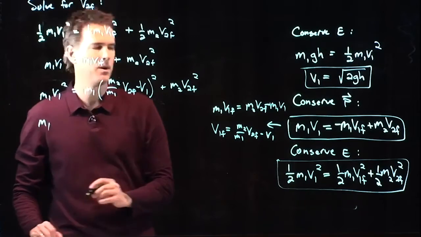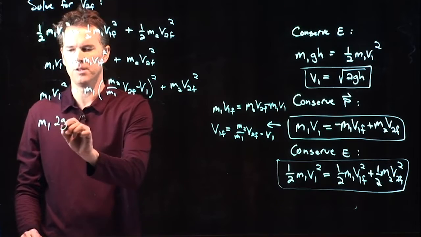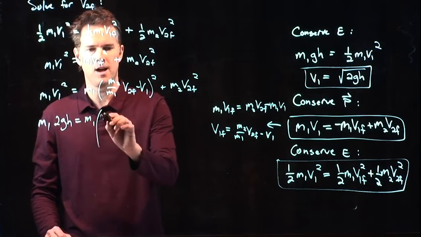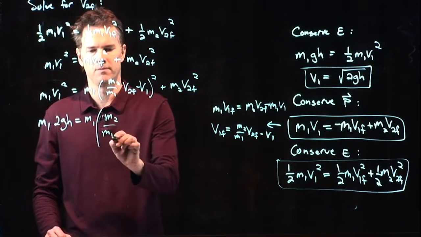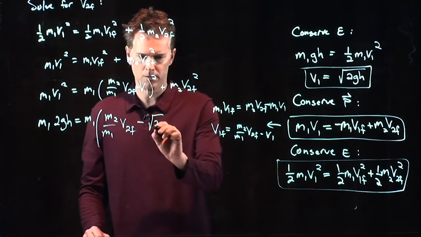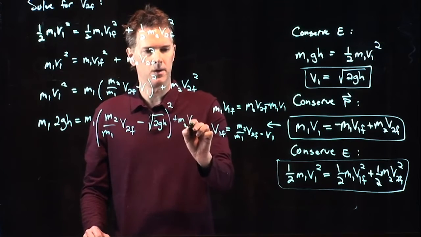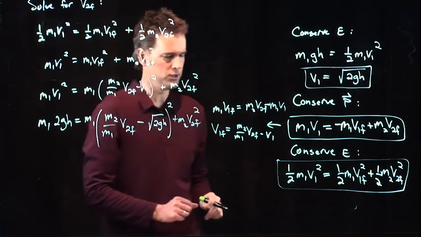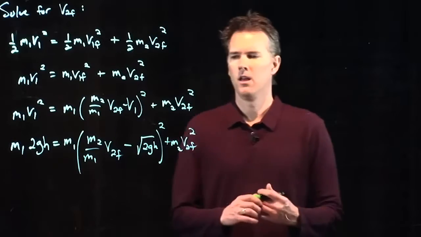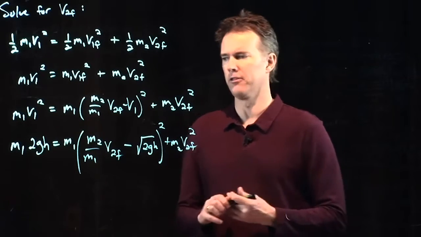So that's actually not so bad, right? m1 times v1 squared, we just put a 2gh right there. And now what do we have in here? We have the following. v1 we said was square root 2gh. That whole thing is squared. And then we have m2 v2f squared. Okay, let's see if we can just attack this algebra now and solve this thing for v2f.